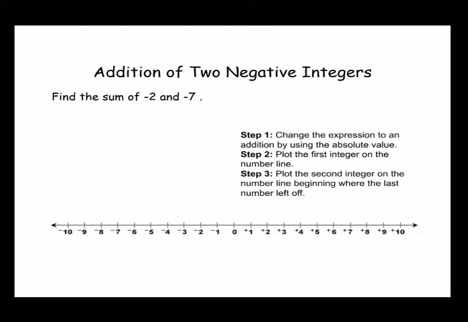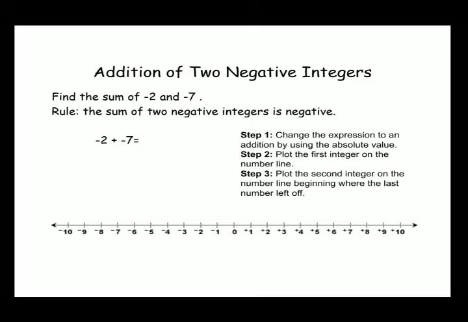Now addition of two negative integers. Find the sum of minus 2 and minus 7. For this you have to follow the rule: the sum of two negative integers is negative. So whatever answer you get, that will be negative.